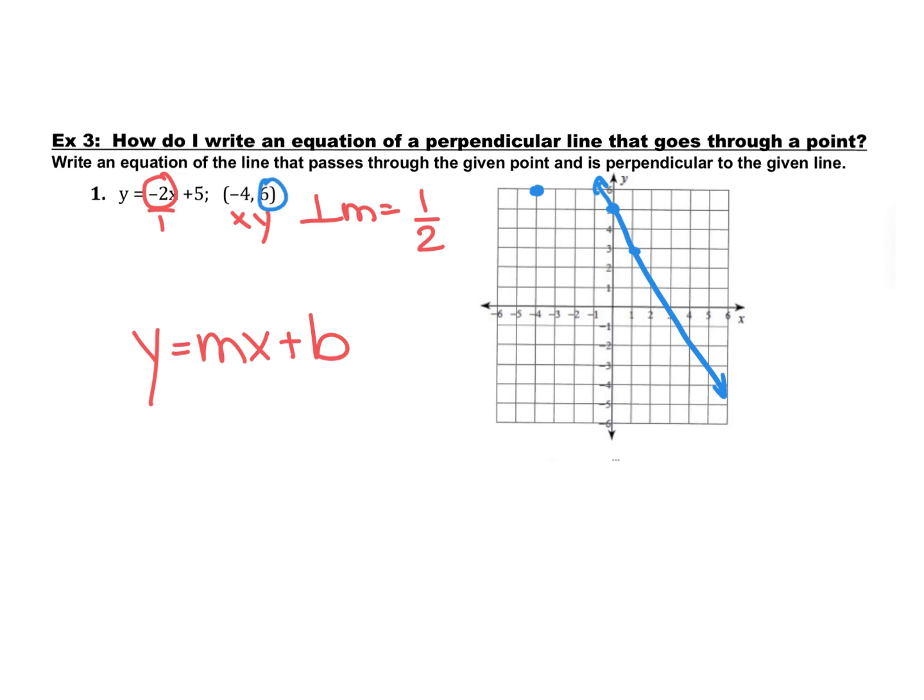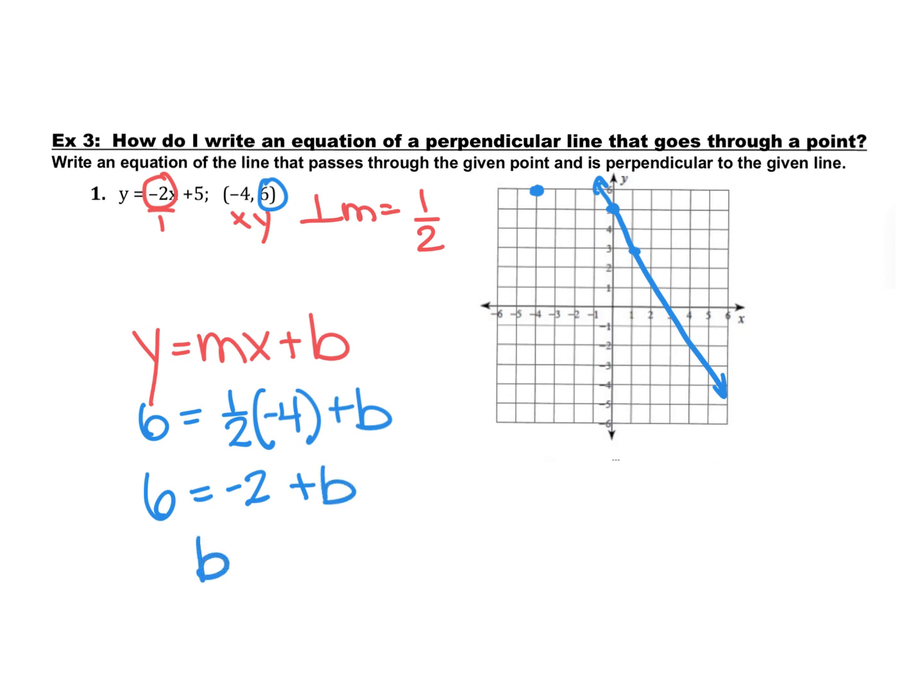So we're going to have 6 is equal to our slope of 1/2 times negative 4, which is x, plus b. So 6 is equal to negative 2 plus b, and b is going to be equal to 8. All right, so this isn't going to fit very well on our graph, but we'll get an idea anyways. So our equation is going to be y is equal to 1/2 x plus 8. So our y-intercept then is 8.